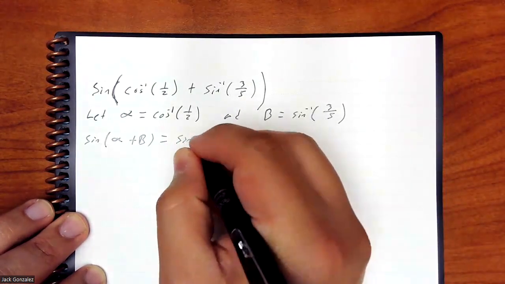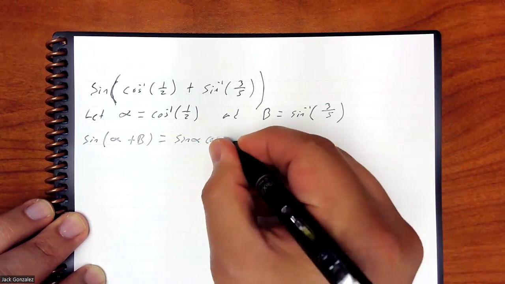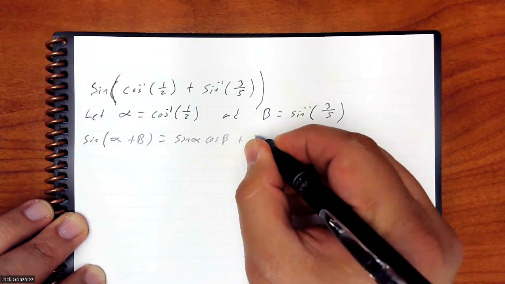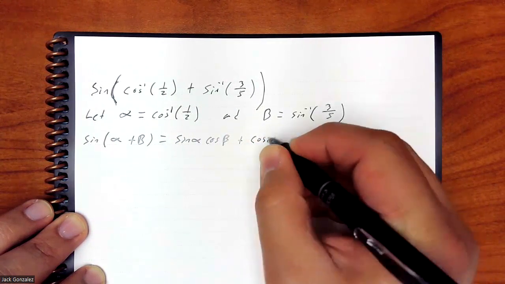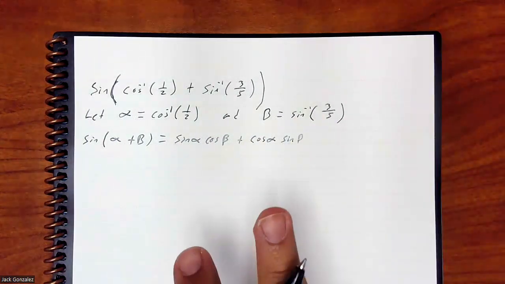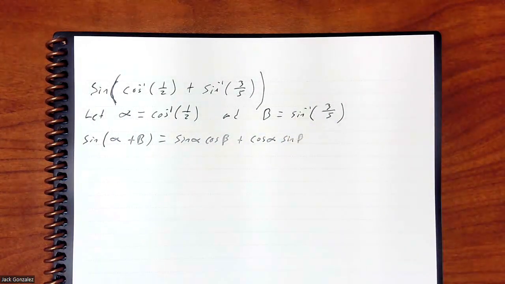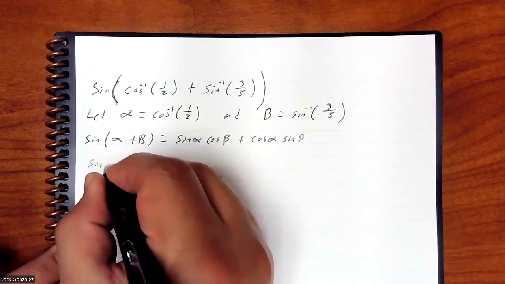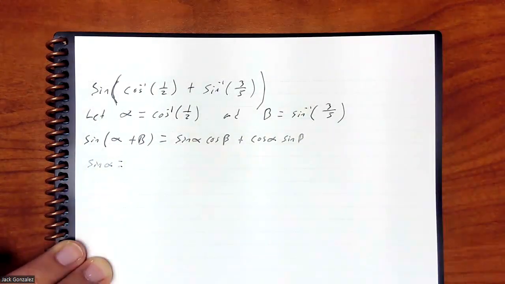Sine alpha cosine beta plus cosine alpha sine beta. So we found the missing pieces. You can just plug them in. And we're given the first two technically once you apply the definition. So we know that sine alpha is equal to, let me write them all down.